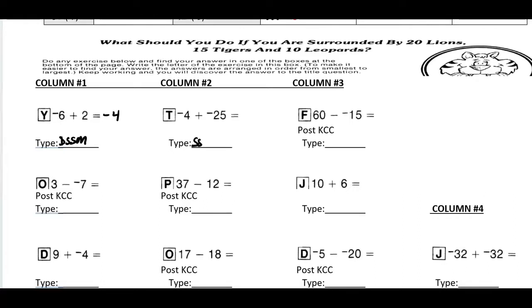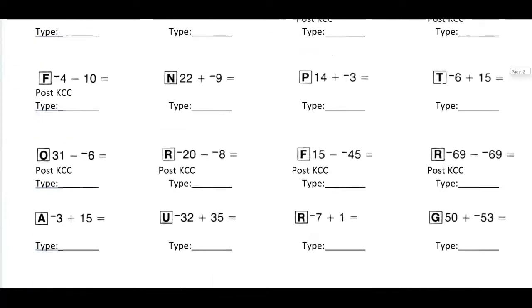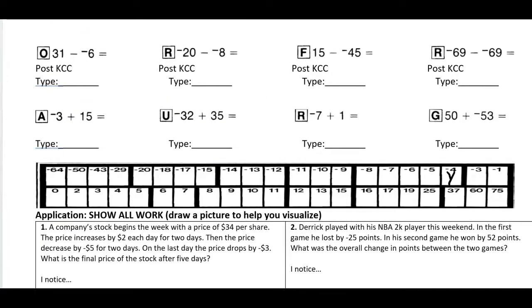Next problem, I see negative 4 plus negative 25. Those are same signs, so I add and keep the sign. So that is negative 29. I pause, I go to the back side, I look for negative 29. It's right here, and I put T.